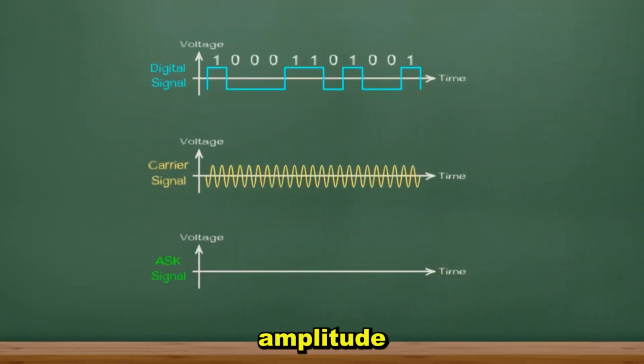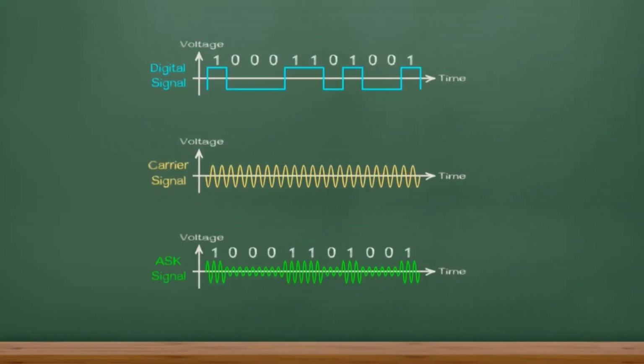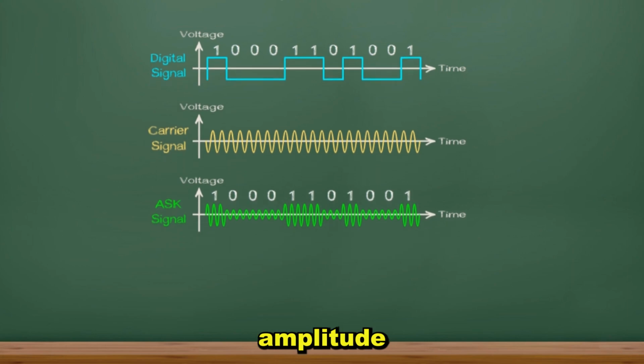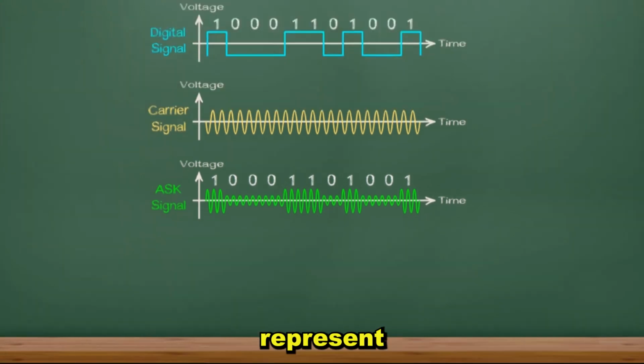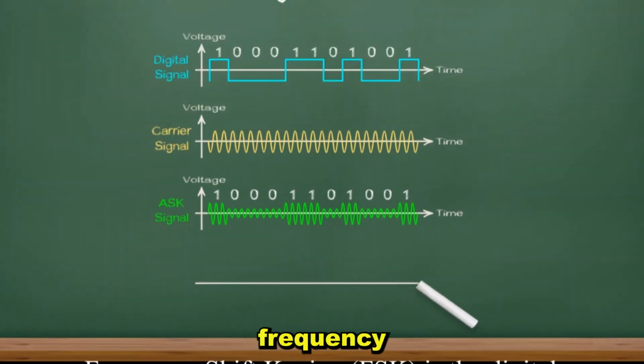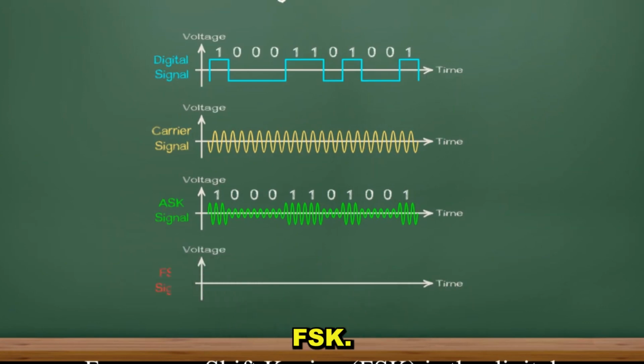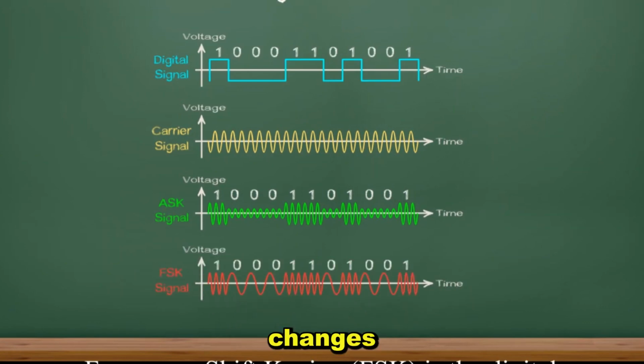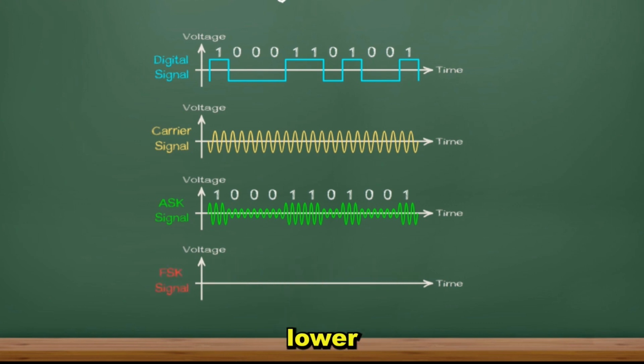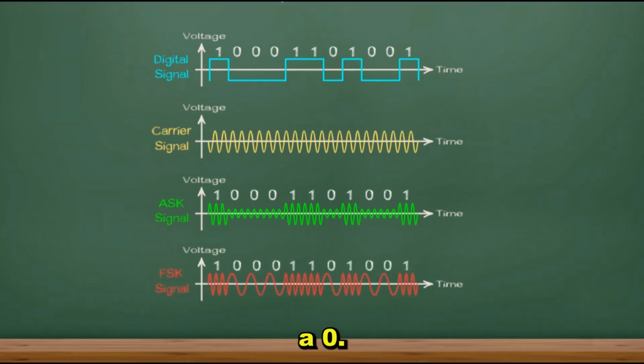Let's start with amplitude shift keying, or ASK. In ASK, the carrier wave's amplitude changes to represent binary data. A high amplitude might represent a 1, and a low amplitude might represent a 0. Next is frequency shift keying, or FSK. The frequency of the carrier wave changes to represent data. Higher frequency might represent a 1, and lower frequency might represent a 0.